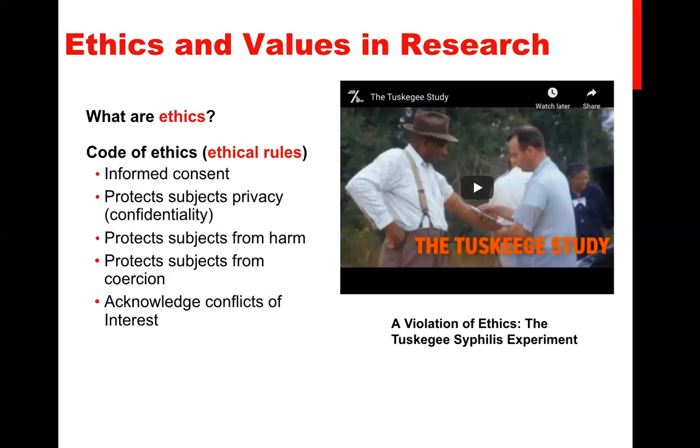Another kind of common ethical rule is that we protect subjects from coercion. Part of informed consent is that you give your free consent to participate. And in some cases, your consent is not free. This is why people have to be very careful, for instance, when they're using incarcerated populations, whether they're in prisons or in mental hospitals, right? Because can their consent really truly be freely given? Usually there is implied coercion there.